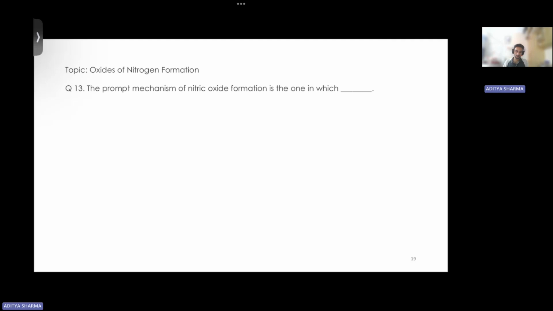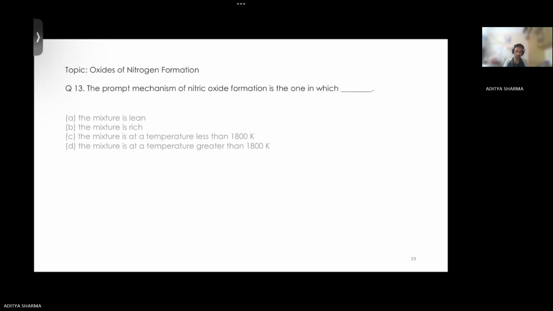Then the next question is question number 13. It states that the prompt mechanism of nitric oxide formation is the one in which the mixture is lean, the mixture is rich, the mixture is at temperature less than 1800 Kelvin, the mixture is at a temperature greater than 1800 Kelvin.